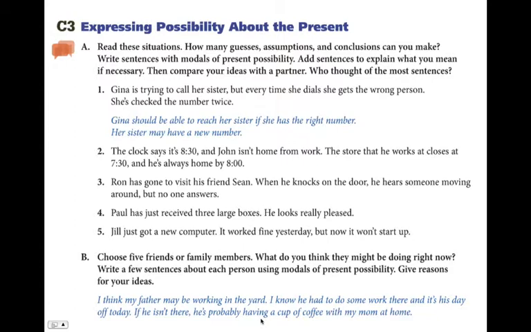Now, please don't mix up may be, 2 words, with maybe. Maybe is an adverb meaning perhaps. So notice separate words. I think my father may be or might be working in the yard. He may be having a cup of coffee with my mom at home. So these are some examples. Give yourself some time to practice making sentences about possibility in the present time frame and compare your sentences with those in the answer key.